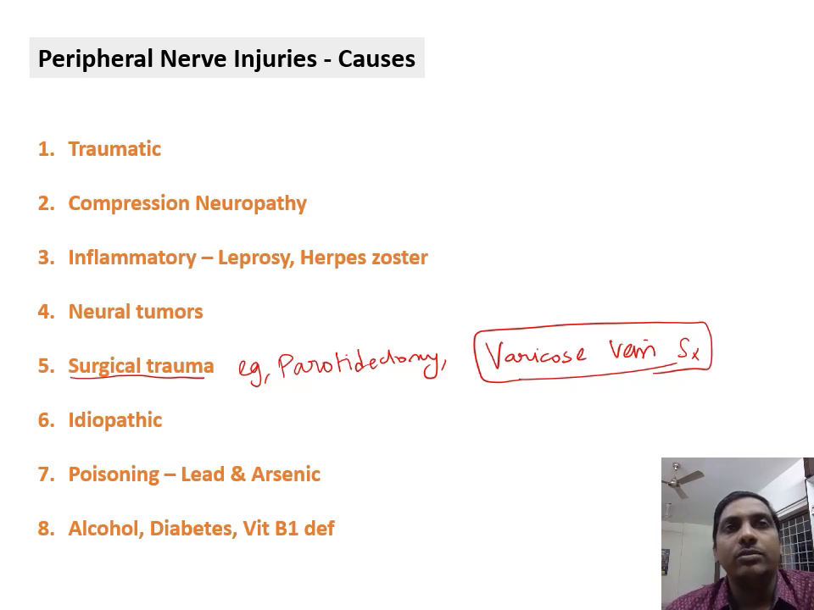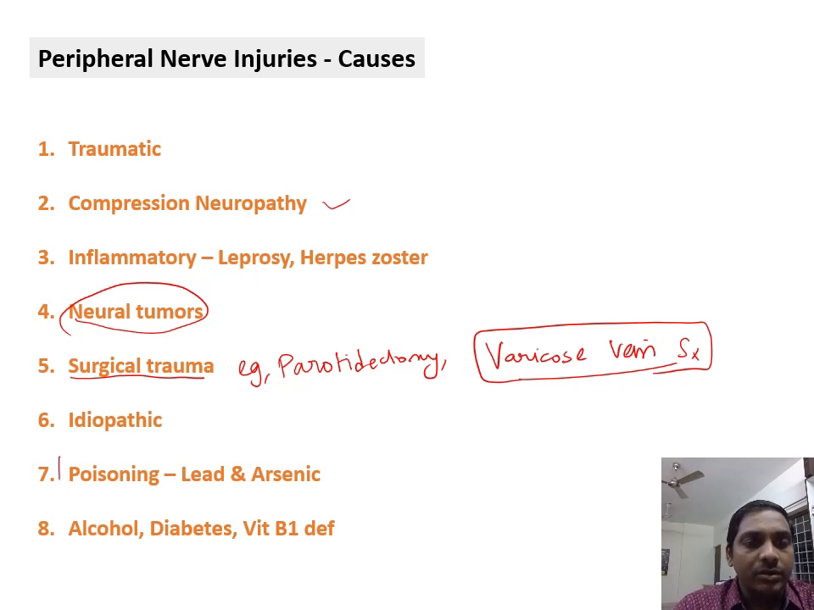Trauma can be an open trauma, cut wounds, or any blunt trauma that can cause compression neuropathy, etc. Inflammatory conditions like leprosy and herpes can also cause it. Even a malignancy arising from the nerve, for example a schwannoman, a peripheral nerve sheath tumor, can occur in any peripheral nerve. All these can cause nerve injury.